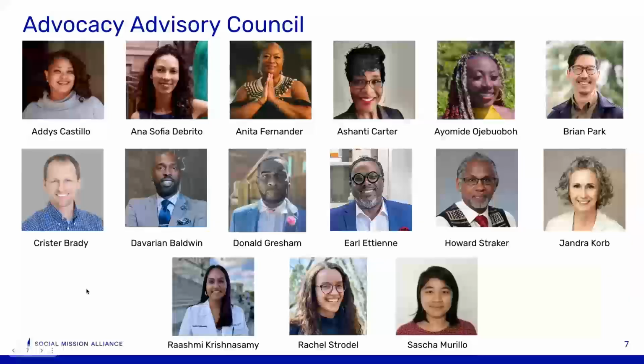This is our 2025-2026 Advocacy Advisory Council. These are our current 15 members. Some of these faces you may be familiar with. I'll give it a second for you to look over that. And we'll go to the next slide.